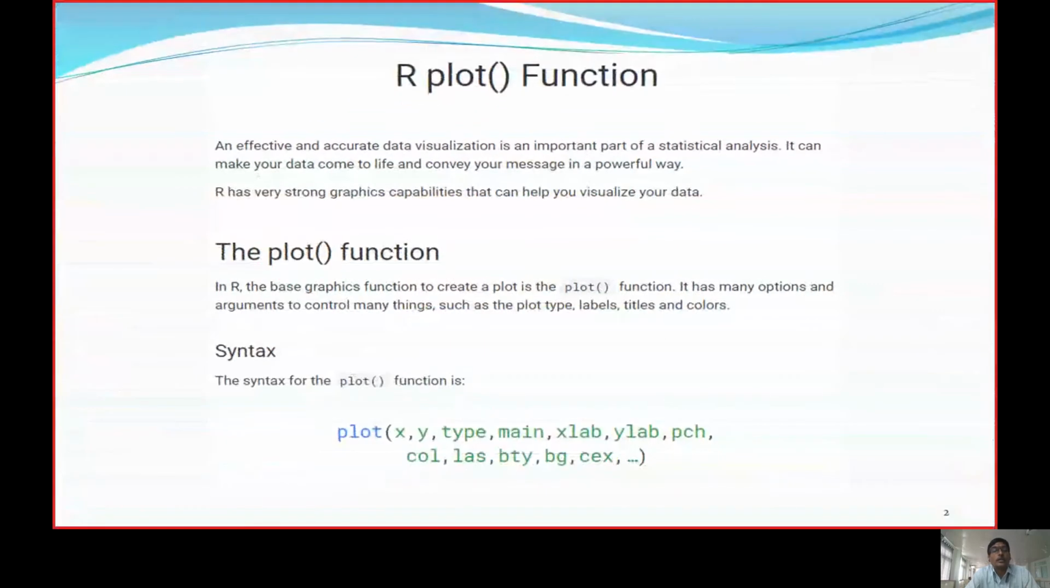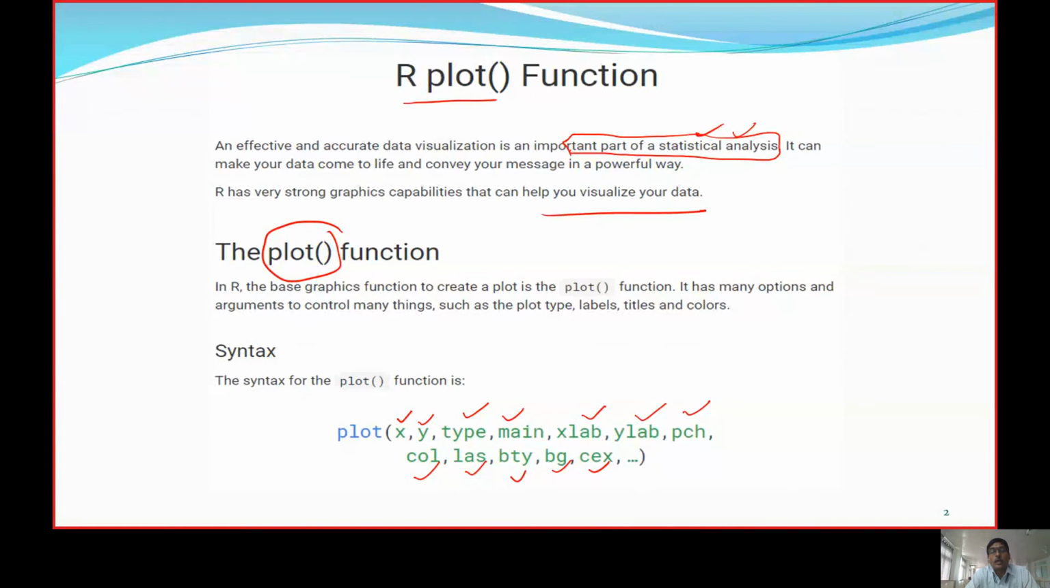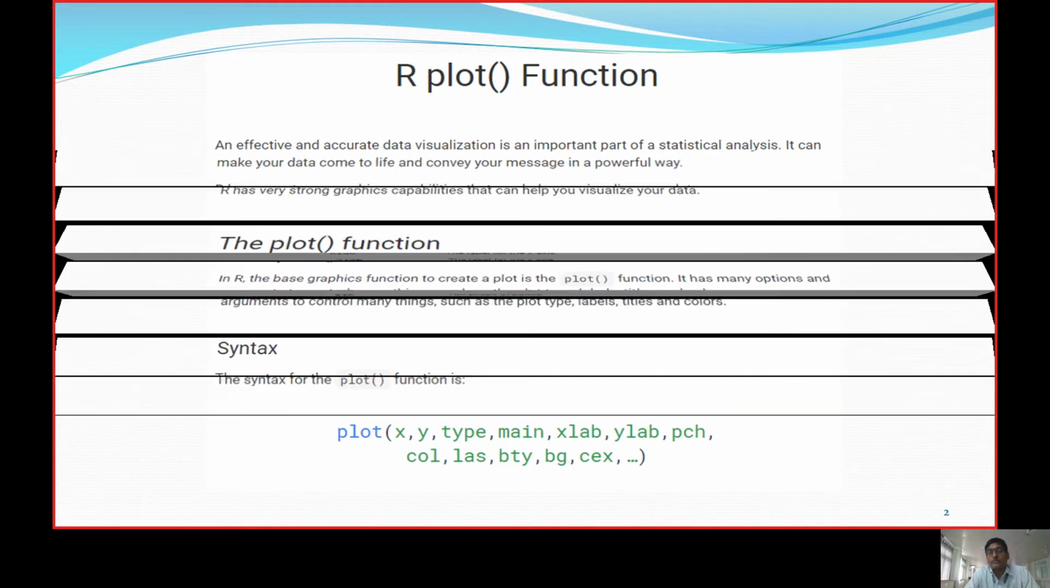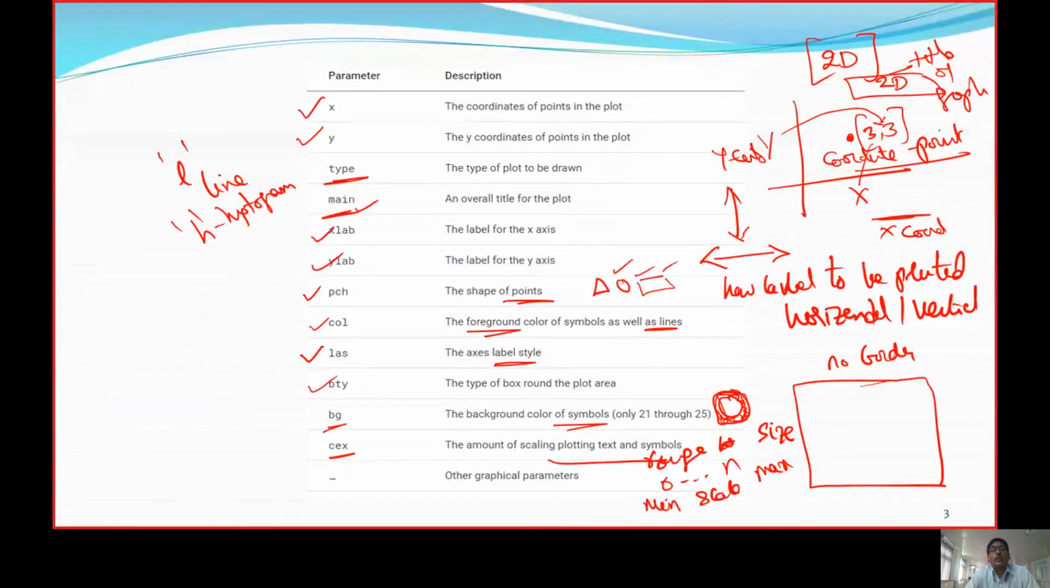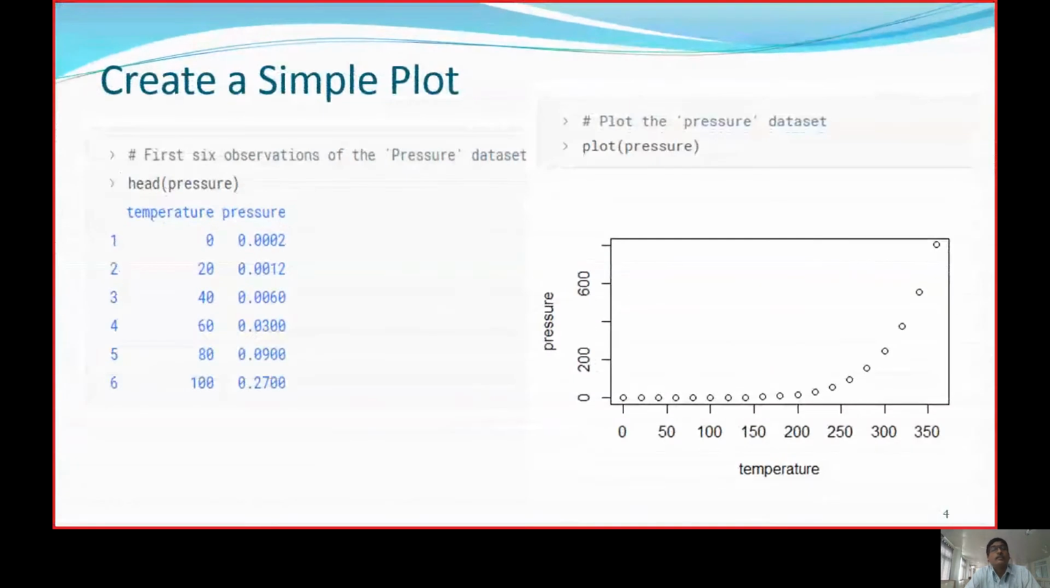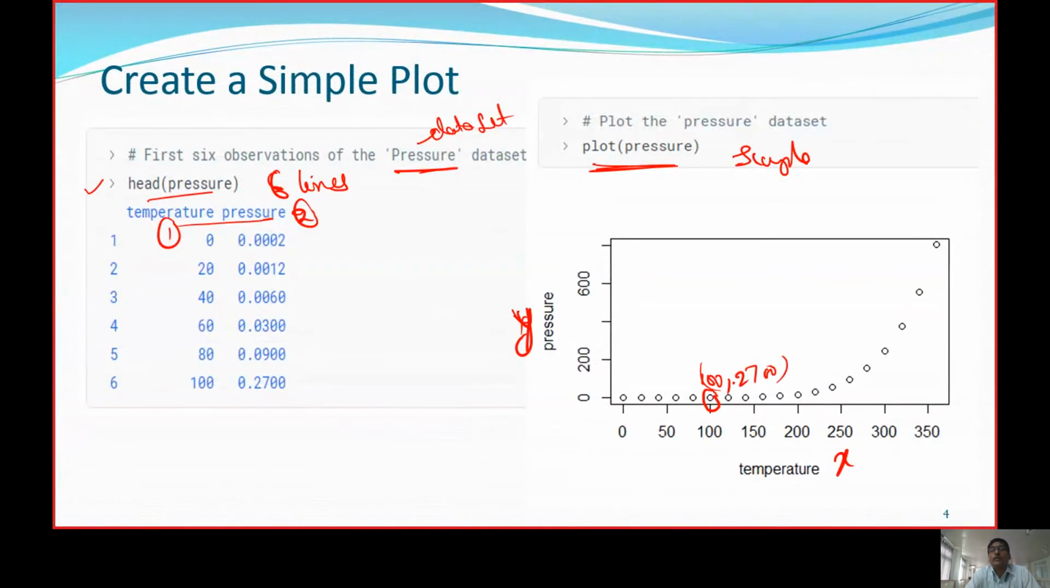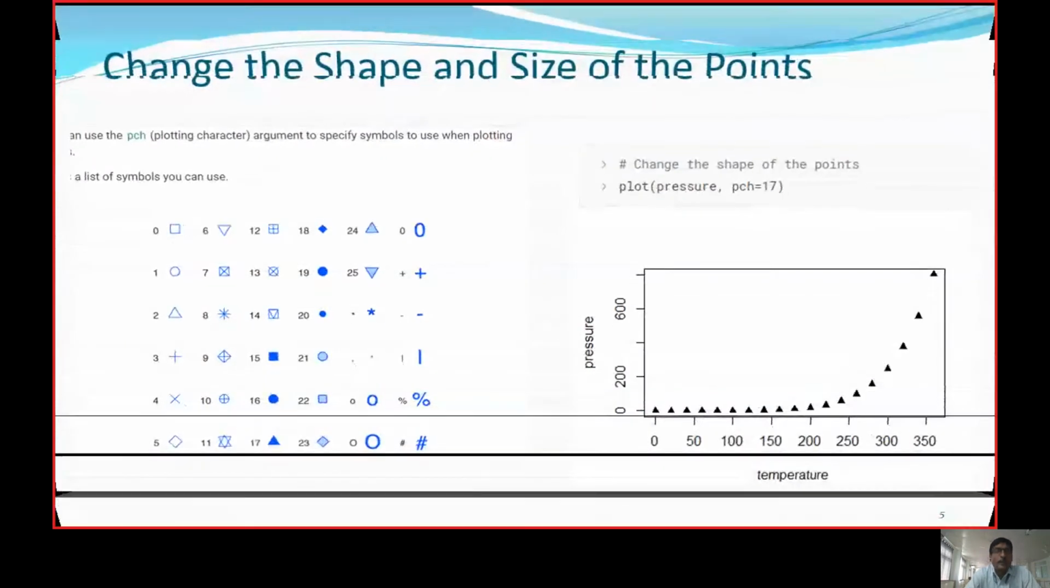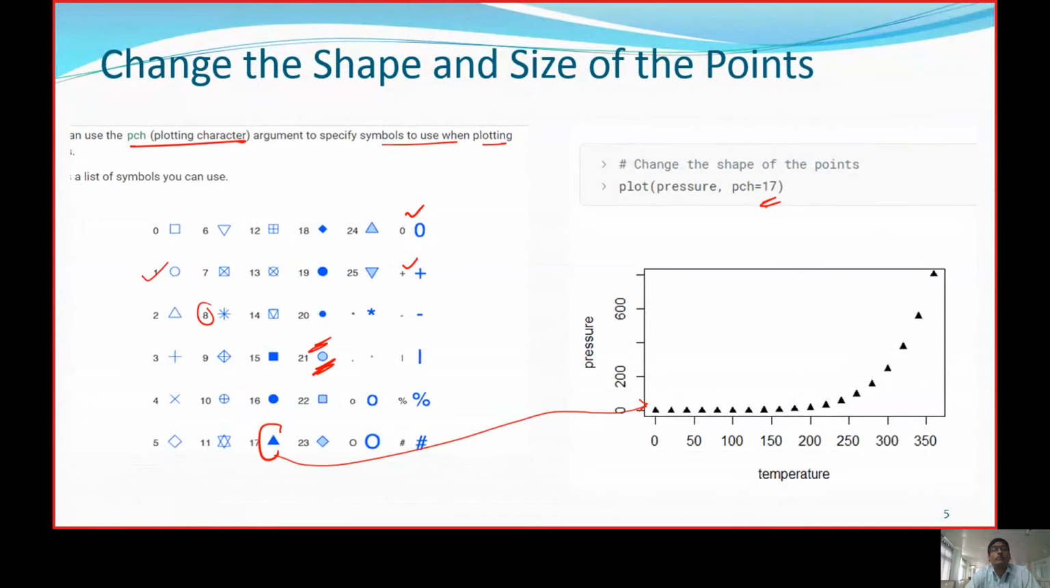So the first type of plot option was to have a syntax with X, Y, type, main label, X label, Y label, PCH, column, color, LS, BGY, BGC, etc. So X and Y, they put up the X coordinate and Y coordinate, type, the type of graph to be drawn, and we will look at each of them in detail. When we are not going to mention anything, by default a graph will come based upon the attributes of the data set. And when we mention PCH, that is nothing but a plotting character.